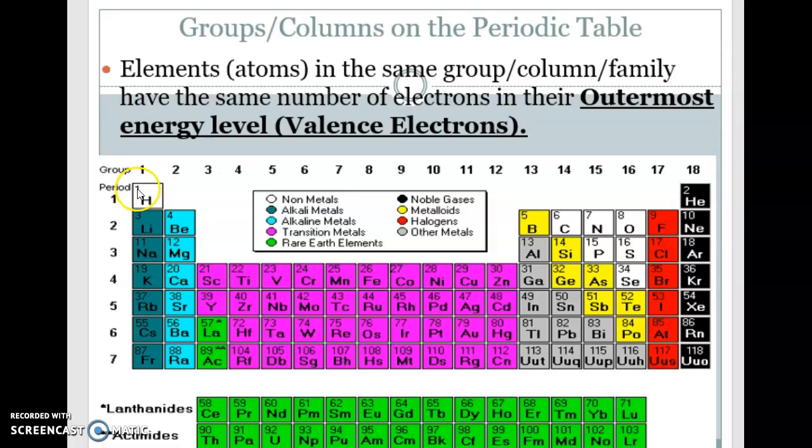Now, if you are an element in period 1, you have 1 energy level. If you are an element in period 2, you have 2 energy levels. If you are an element in period 3, you have 3 energy levels. Notice that it's getting larger as you go down. When you get to 6, all of these lanthanides down here have 6 energy levels, just like the rest of the elements in period 6. And all of these actinides down here have 7 energy levels because they're in period 7. So the atoms in period 1 are much smaller than the atoms in period 7.